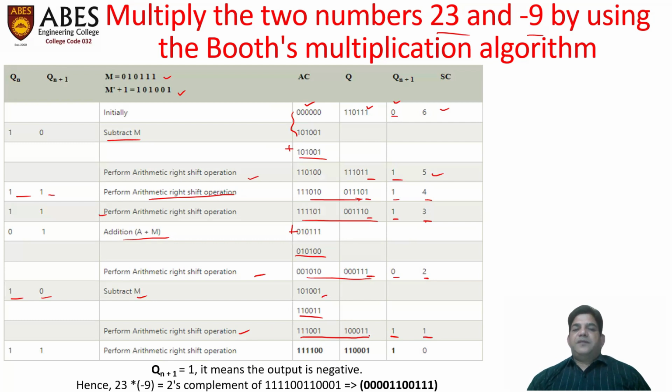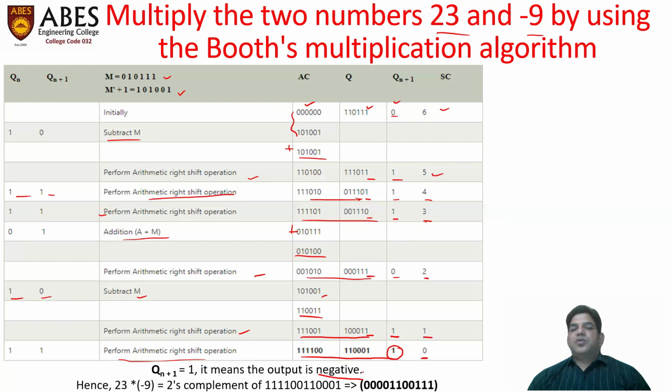And then at the last we check the Qn and Qn plus 1, which is 1 1. So here we perform the arithmetic shift right operation, and this is your final product, and the sequence count is decremented to 0. Here the final Qn plus 1 bit is 1, which means the output is negative.